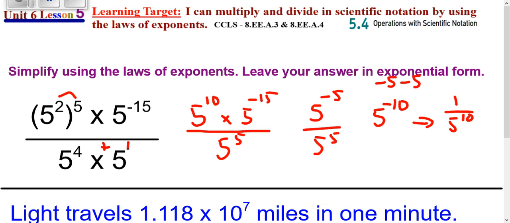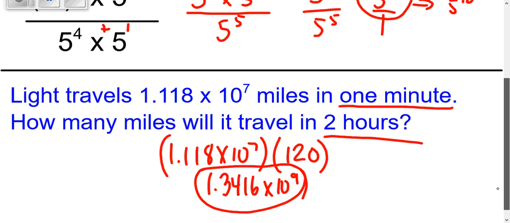Then 5 to the 10th, you add the exponents here, keep the base, which is 10 plus negative 15, is 5 to the negative 5th, which is what you see here, and then divided by 5 to the 5th. But just remember, you subtract the exponents now, negative 5 minus 5, and that becomes 5 to the negative 10th. And then you flip it, put a 1 underneath and then flip it. It becomes positive once you do.